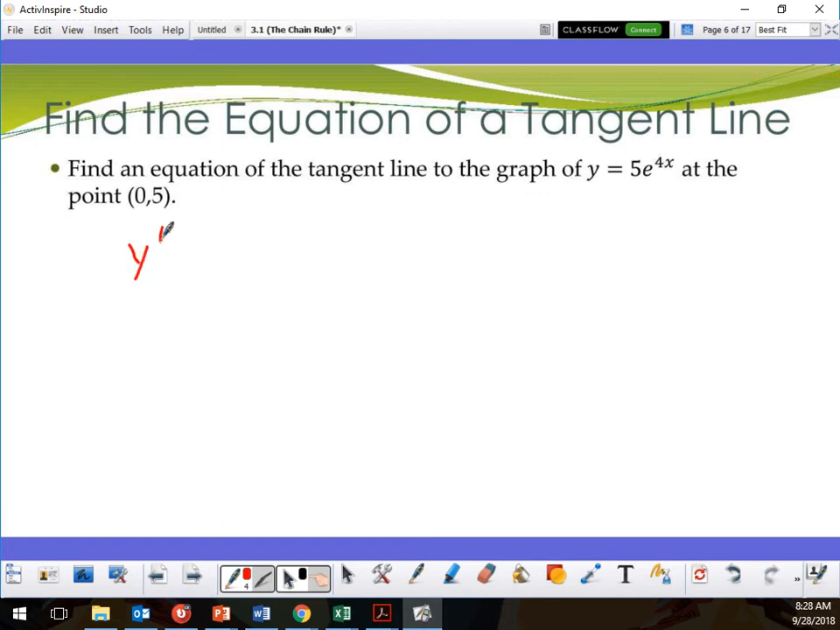So y prime is going to be equal to, now, right here on this one, chain rule. So now, what's this right here? It's going to be just 4, right? So it's 4 times this right here. So it's going to give me 20, right? 20. Now, what about the derivative of the e? It's e to the 4x, right? That's it? Yeah, it's that easy.